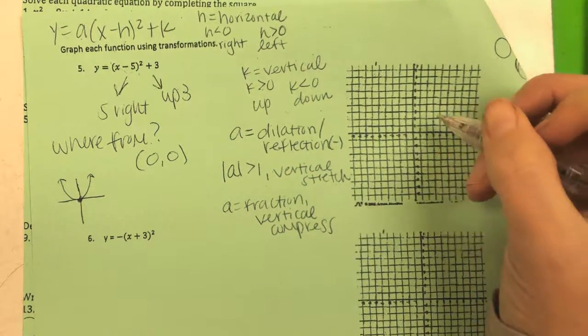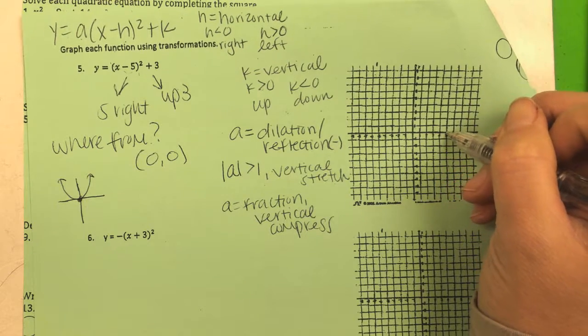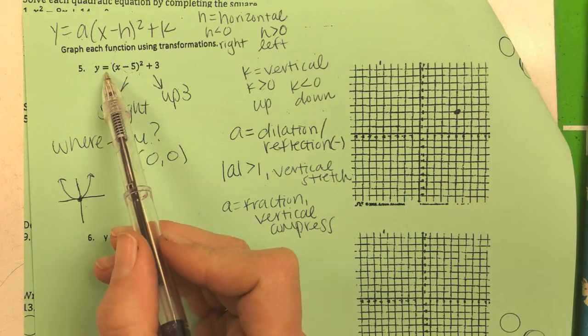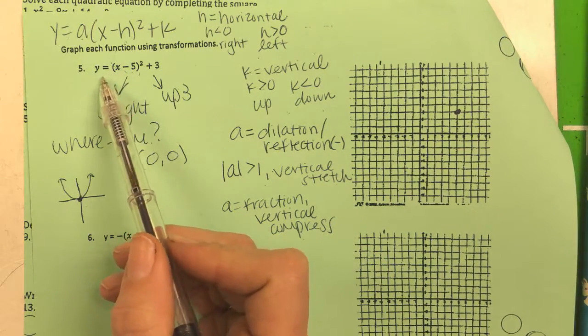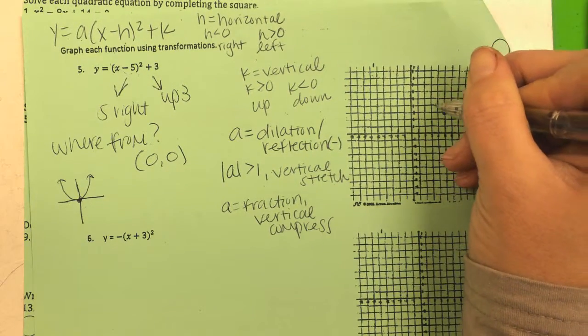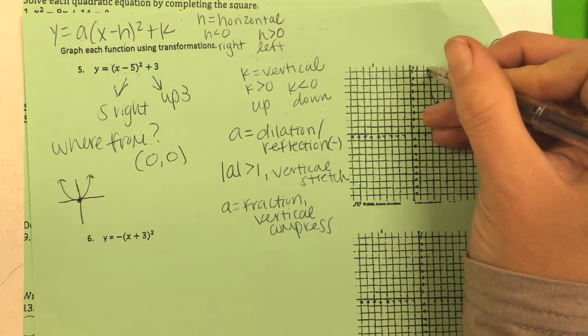So we go to 0, 0. We move 5 right: 1, 2, 3, 4, 5. And up 3: 1, 2, 3. And then the slope, or a, if it's not there, we know it's 1, right? So from here, you'll just go up 1 over 1, and then make it symmetrical. Up 1, back 1. And go ahead and draw your parabola.